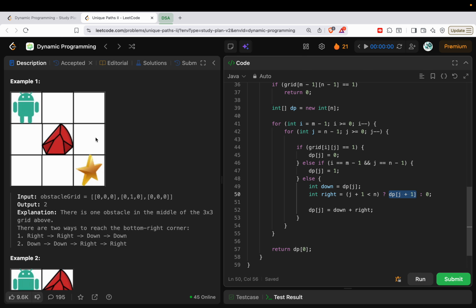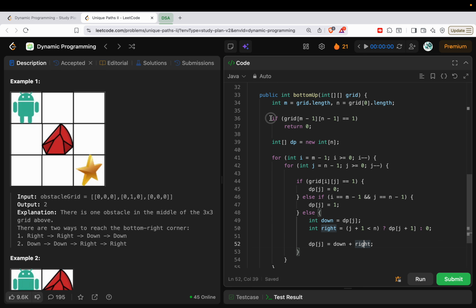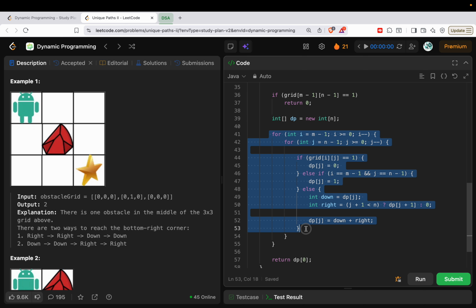If I am in the last column, there is no way I can get the answer from the next cell. That is the reason I am setting it as 0. If j plus 1 is less than n, then only the answer will come from its next cell, or else it will be 0. So the overall answer to the current cell will be down plus right. In the initial step I have just validated that if the last cell is 1, there is no way I can reach it, so I will return 0 right here, and else I will be computing this algorithm.